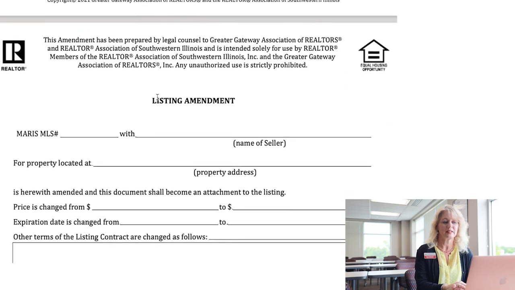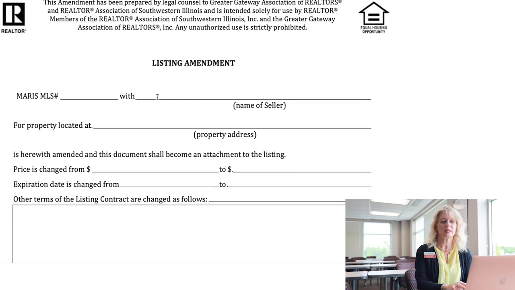Next, we're going to look at the listing amendment. So say you have a listing in place and the seller decides they want to reduce the price by a couple of $1,000s. So say you have it listed at $120,000 and they want to drop it to $118,000. You fill in the MLS number here, you put the name of the seller here, the property address on this line, and then price is changed from say $120,000 to $118,000. The expiration date, we're not messing with that in this example, so you would put N/A, other terms that change, N/A.